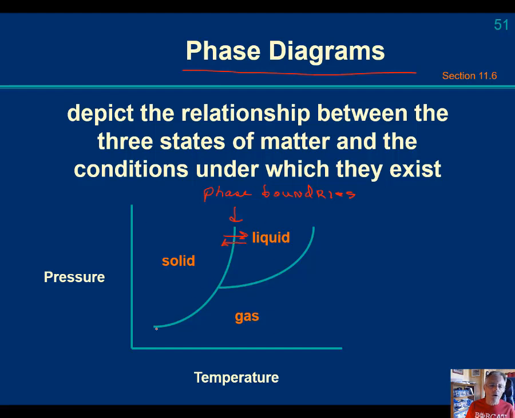So anywhere along a particular phase boundary, the states of matter are in equilibrium. That is, the phases coexist. Okay, so this is the phase boundary between solid and liquid. And so let's pick a particular combination of pressure and temperature. And at that particular combination of pressure and temperature along that phase boundary, you're going to have solid and liquid in equilibrium with each other.